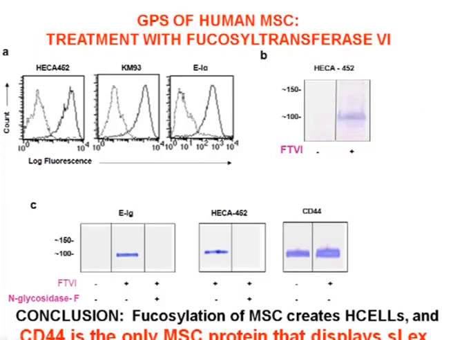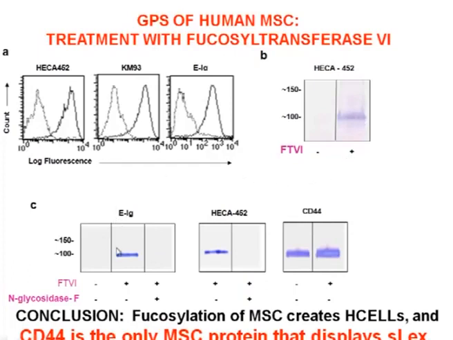We were quite surprised by that because we had reasoned that there might be other acceptor molecules that were under-fucosylated that might be sialylated Lewis X bearing after the GPS reaction. But in fact, the only molecule that was poised to display sialylated Lewis X was CD44. And that's shown here because by Western blot, the only molecule that reacted after the GPS fucosylation with FT6, the only molecule that reacted with HECA 452 was CD44.